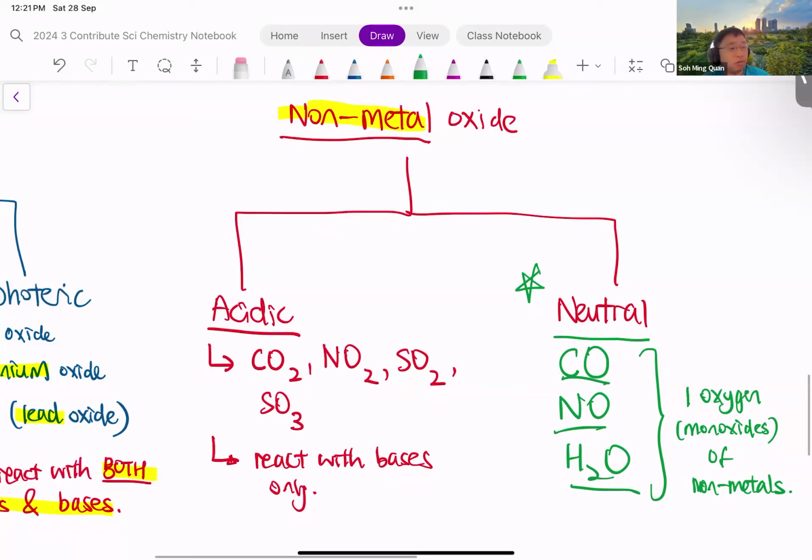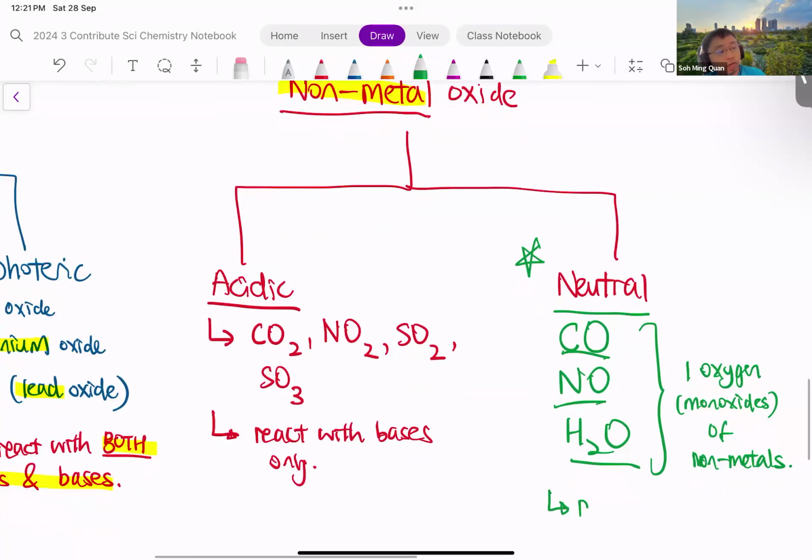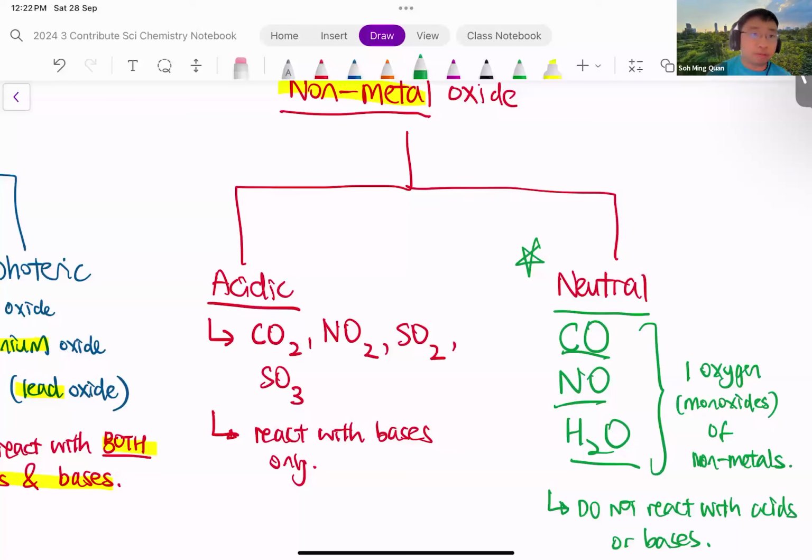If they are neutral, they do not react at all. They do not react with acids or bases at all. Okay, so our CO-NO-HO, our carbon monoxide, nitrogen monoxide, and finally water, H2O, they are neutral. So they don't react with acids or bases. All right. So this really concludes what we need to know about oxides.